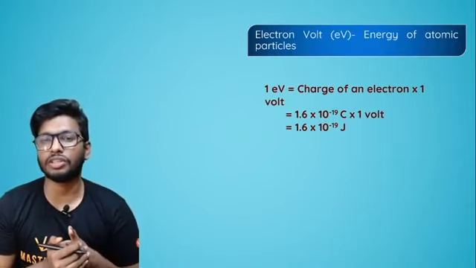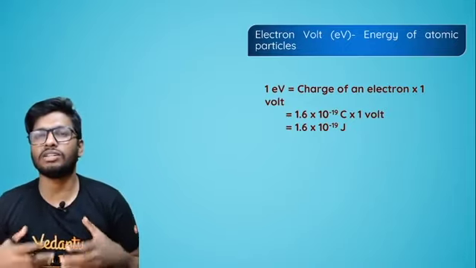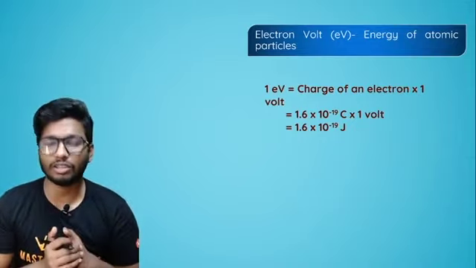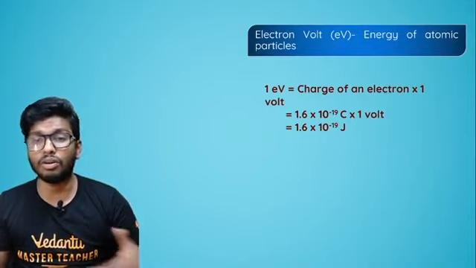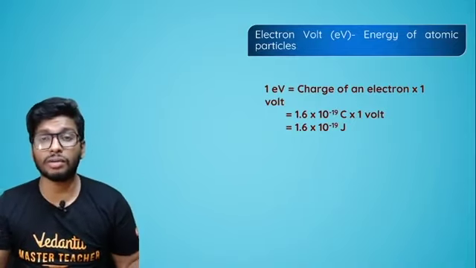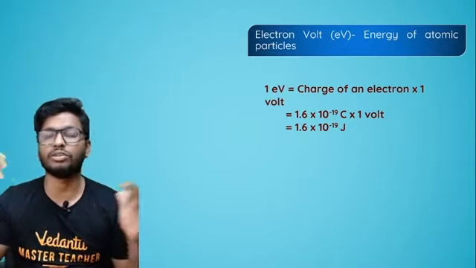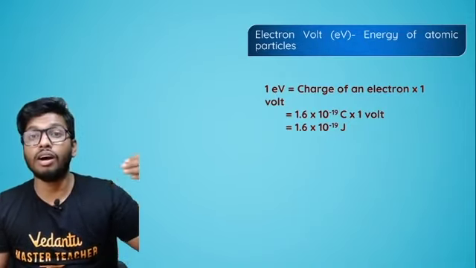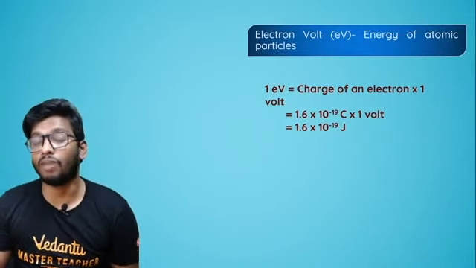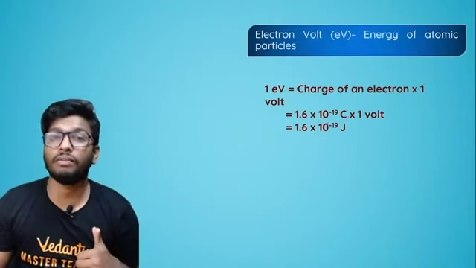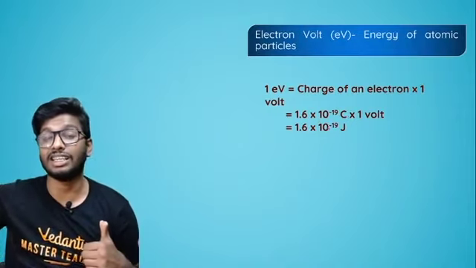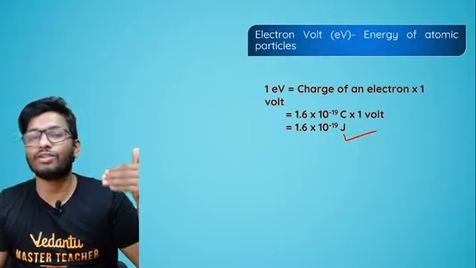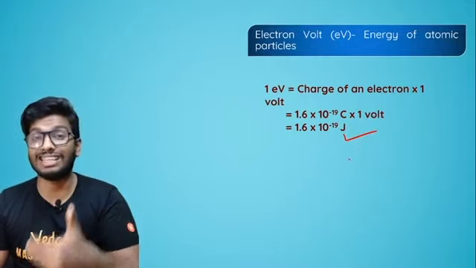Then another conversion is electron volt. So what is electron volt? It is nothing but the kinetic energy possessed by an electron, and it is the energy of atomic particles, that is electrons, protons and so on. So 1 electron volt is the charge of an electron into a potential difference of 1 volt. The charge of one electron is 1.6 into 10 to the power of minus 19 coulomb, into 1, you get 1.6 into 10 to the power of minus 19 joules. So 1 electron volt is equal to 1.6 into 10 to the power of minus 19 joule.